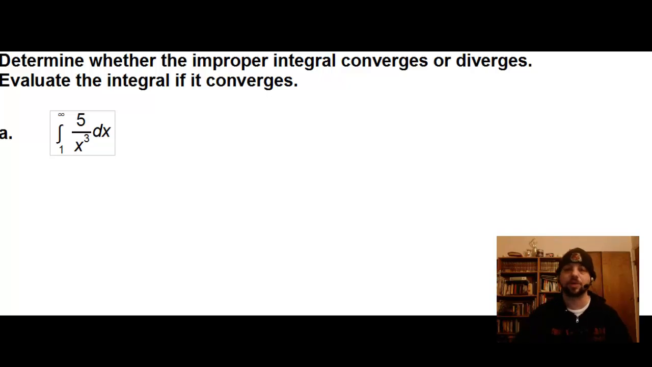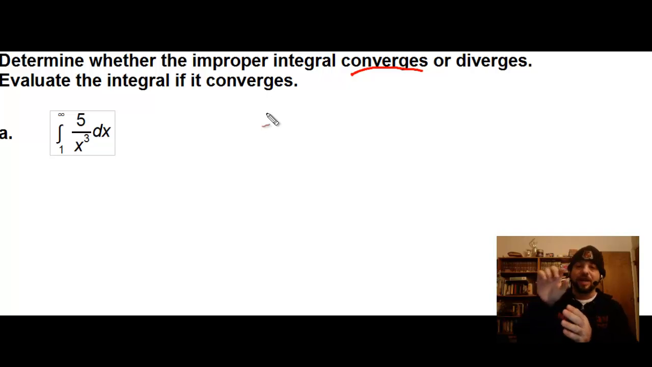In our first example, we're going to take a look at the integral from 1 to infinity of 5 over x cubed dx. Now, the directions tell us to determine whether the improper integral converges or diverges. And what that means, if it does converge, is that it approaches a certain value. This one is going off to infinity, so if it converges, we're saying that it approaches its horizontal asymptote quickly enough that we can say it actually approaches a certain value. It won't go beyond that, and that's going to be the value of our integral.